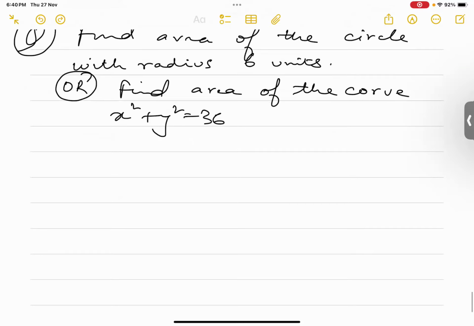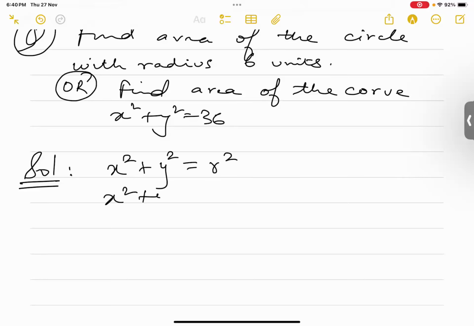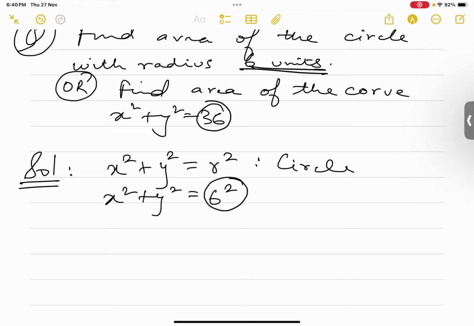Now solution. X square plus y square is equal to r square, circle. X square plus y square is equal to 6 square, because 36 can be written as 6 square, or 6 units. So r is equal to 6. I will draw this diagram.